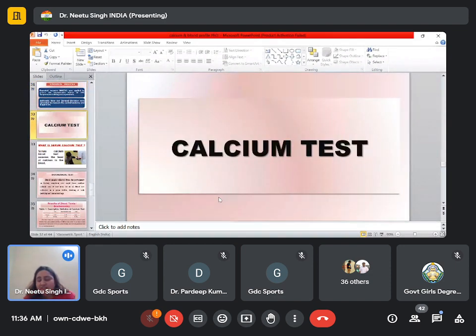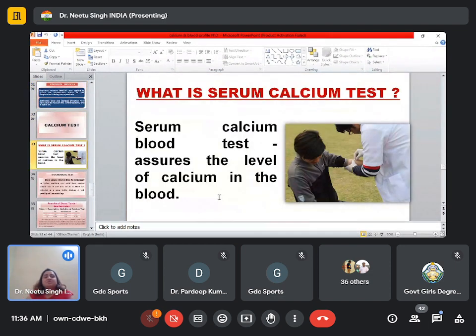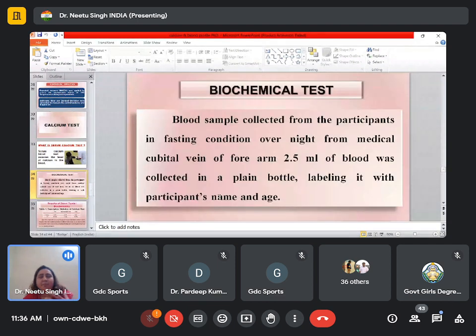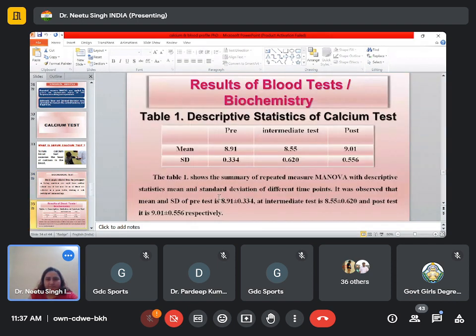Now, how I took the calcium test. I used the serum calcium test for the participants thrice during the training: before, during, and after training. So I can find out the effect of suspension training on the calcium level of the college-going females who participated in this research. So this is the process. We take 2.5 ml of blood, and then it is tested in the laboratories, and we find out the calcium levels at different times.